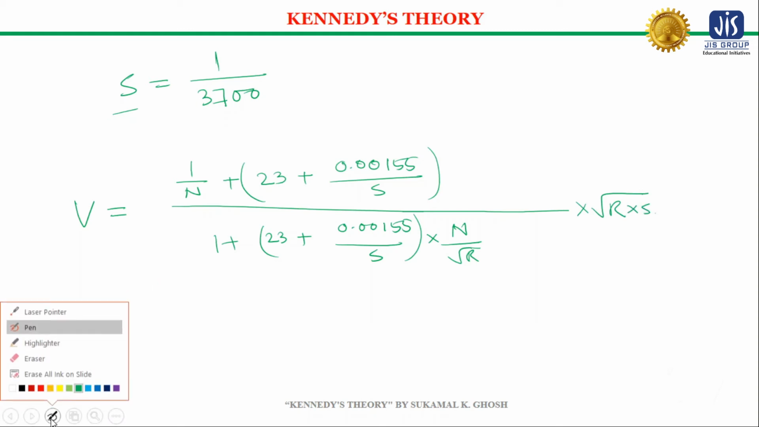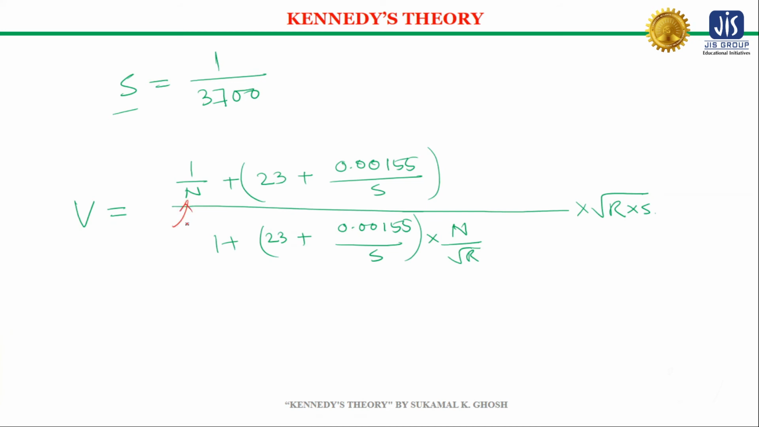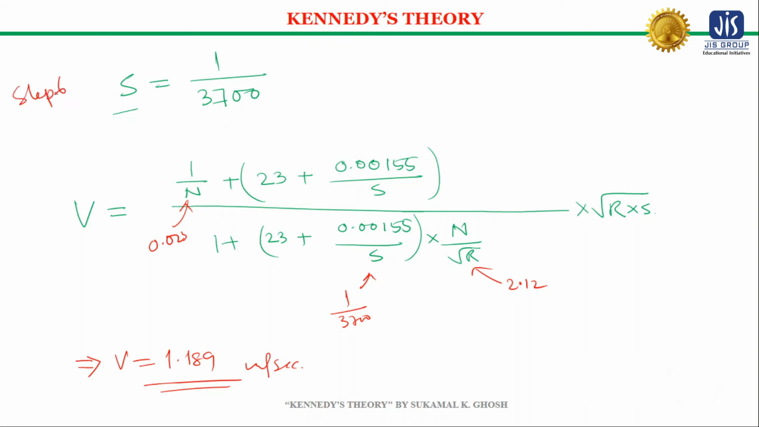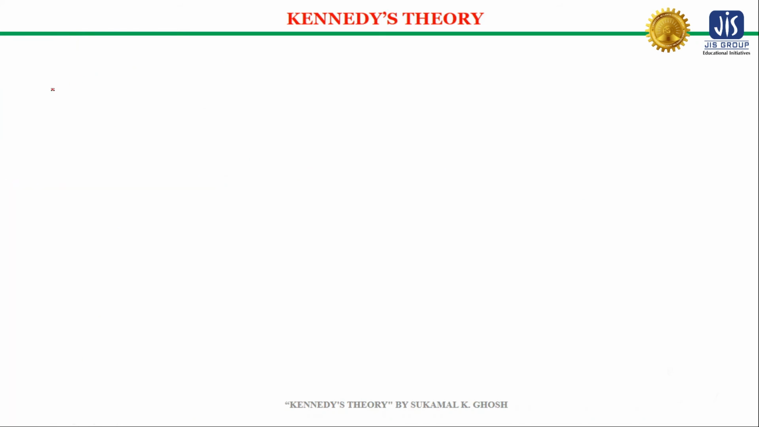Okay. So now if you put all the values, like n is equal to 0.023, S is equal to 1 in 3700, R is equal to 2.12, then you will have V equal to 1.189 meter per second. So this is our repeated step 6, and this is our repeated step 7. Okay, now our step 8.